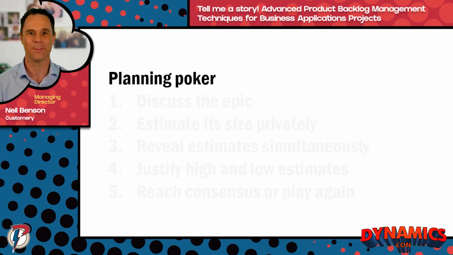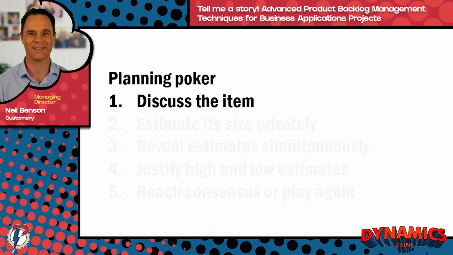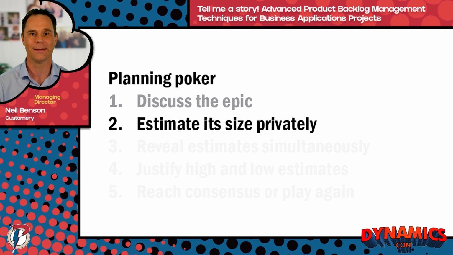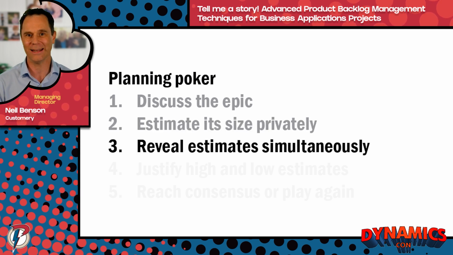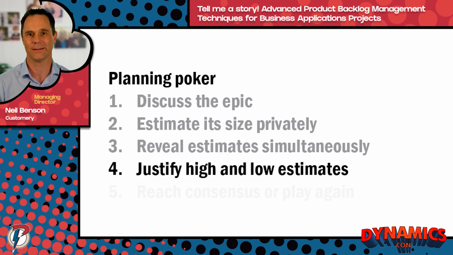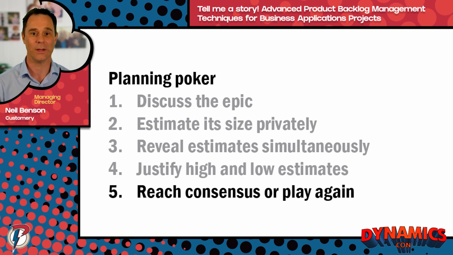Here's how we play planning poker. First, we discuss the item to gain a common understanding, to get our questions answered, and uncover our assumptions about it. Then we choose the relative size that we think represents this item using the modified Fibonacci sequence. Then we reveal our individual estimates to the rest of the team. We discuss divergent estimates, especially the highest and the lowest. We either agree a consensus, and if we can't, we play again.